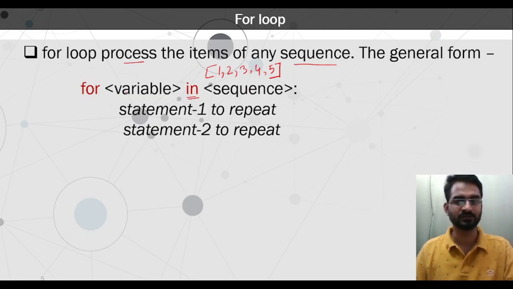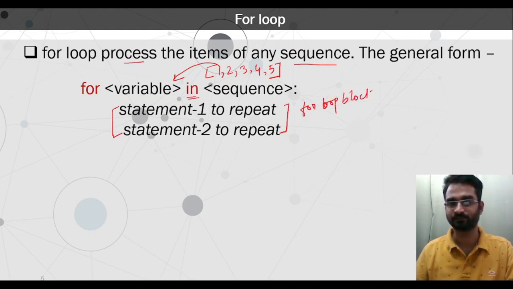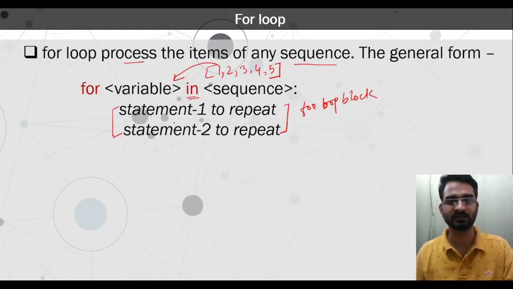Alright, so what this for loop will do: at first it will go to the variable and then it will repeat these statements, statement 1 and statement 2. Now how will we understand which statements it will repeat? The statements which are inside the for loop block will be repeatedly executed again and again to do some work. This statement could be anything, a print statement, or something else.